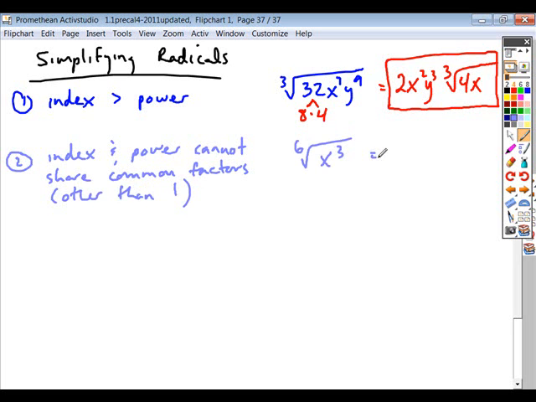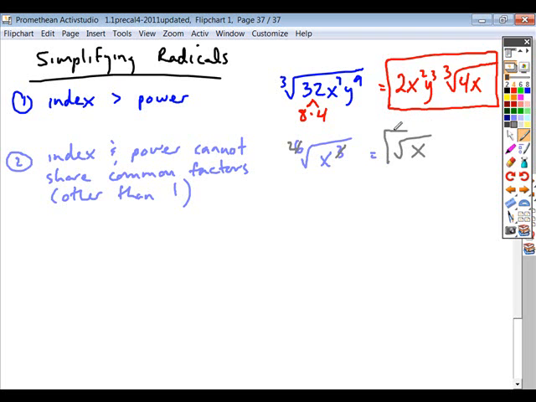Our first condition's met. Is the index greater than the power? Yeah, 6 is more than 3. And what's not met is the fact that looking at the power and the index, are there any common factors between those two? What goes into both 6 and 3? 3 goes into 3 how many times? Once. 3 goes into 6 how many times? Twice. So here we really get the square root of x.